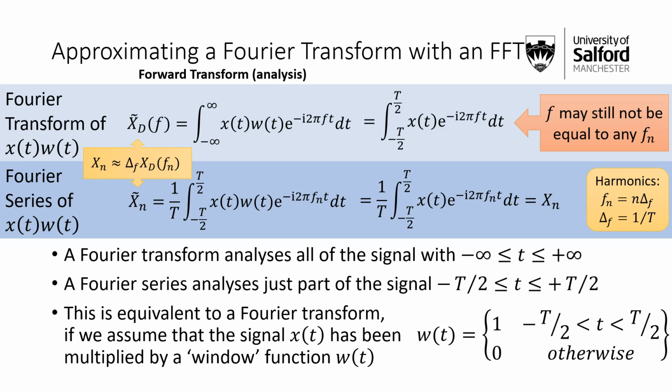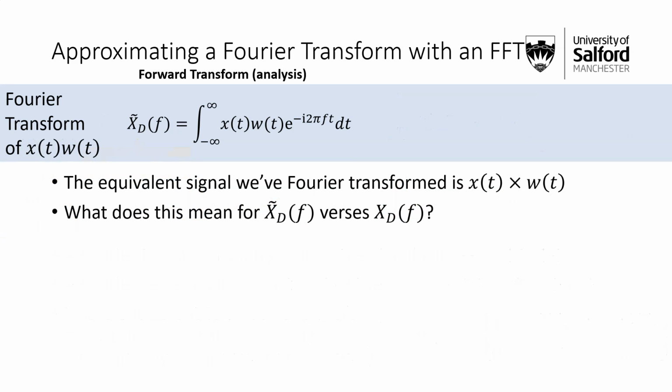So this idea at the top, that when you're doing a Fourier series, you're taking the Fourier transform of something that's been windowed into just that time period, is going to be really useful. So if you're using a Fourier series or FFT to approximate a Fourier transform, what you're doing is windowing the time domain signal. So the equivalent signal we've Fourier transformed is x(t) times w(t), multiplied by this window. And the question is, what does that mean for the modified spectra with the window, X with a little tilde on top, versus the correct value just for x(t)?